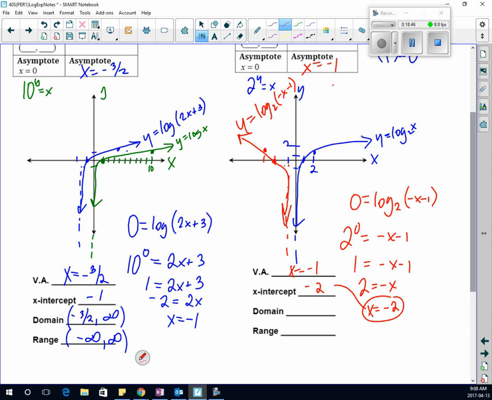Craziness. Domain. What's the domain this time? Yes, -infinity to -1. Remember, you have to go least to greatest. And my range is all real numbers, right?